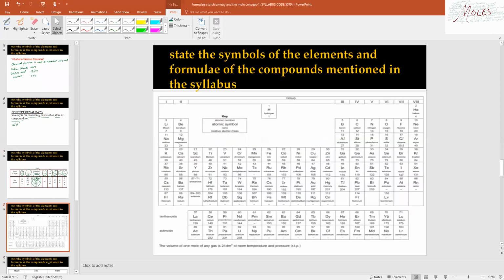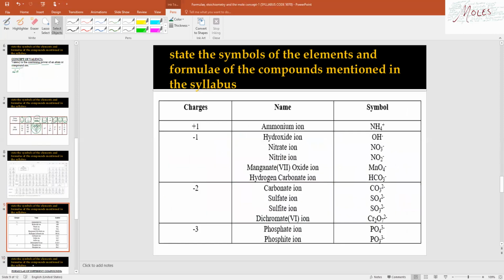This is a list of compound ions. You have to learn the charges, names, and symbols for these compound ions. Compound ions are like molecules.